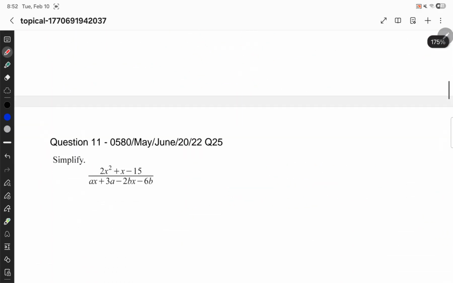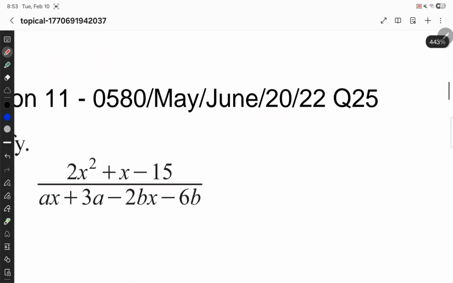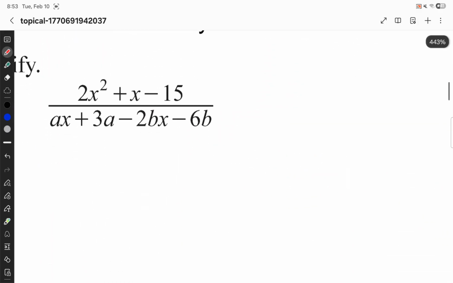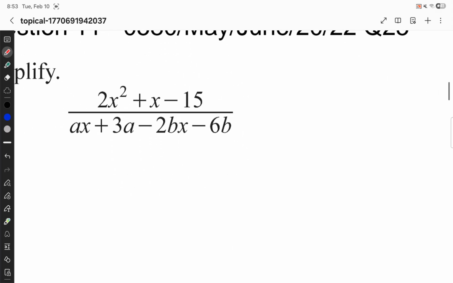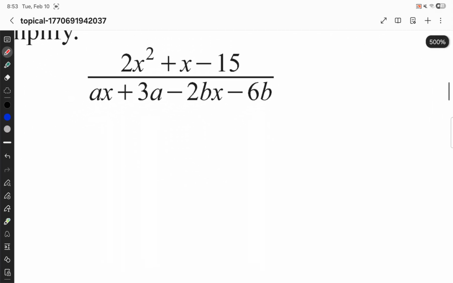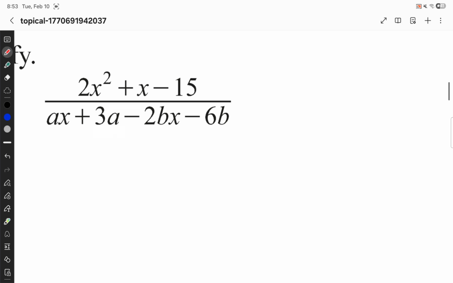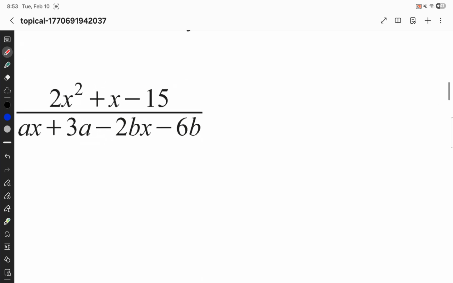Now just do a lot of them so that you can get the hang of it. Don't worry if you guys don't understand. This is just practice. Practice makes perfect, you know. So 2x squared plus x minus 15. 2 times negative 15 is negative 30.